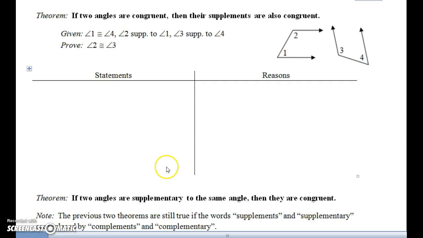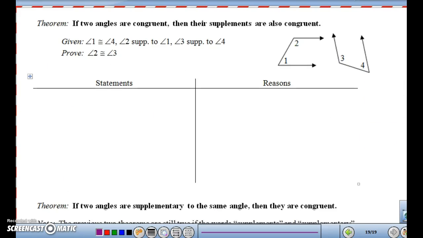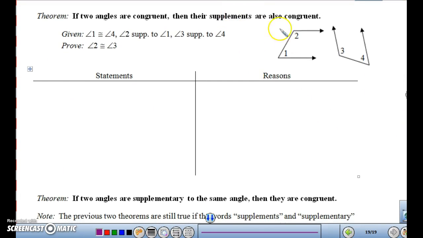Let's move on to the next theorem. If two angles are congruent, then their supplements are also congruent. So we have angle 1 is congruent to angle 4, and 2 is supplementary to 1, and 3 is supplementary to 4. And we want to prove that angle 2 and 3 will actually be congruent. So let's see if we can do that.